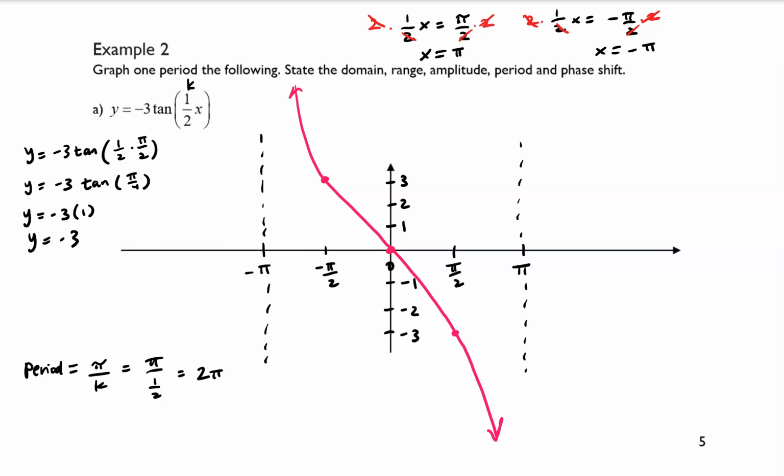Okay, I just couldn't live with myself because my graph was so ugly, so I had to improve that. And let's go ahead and talk about our amplitude.